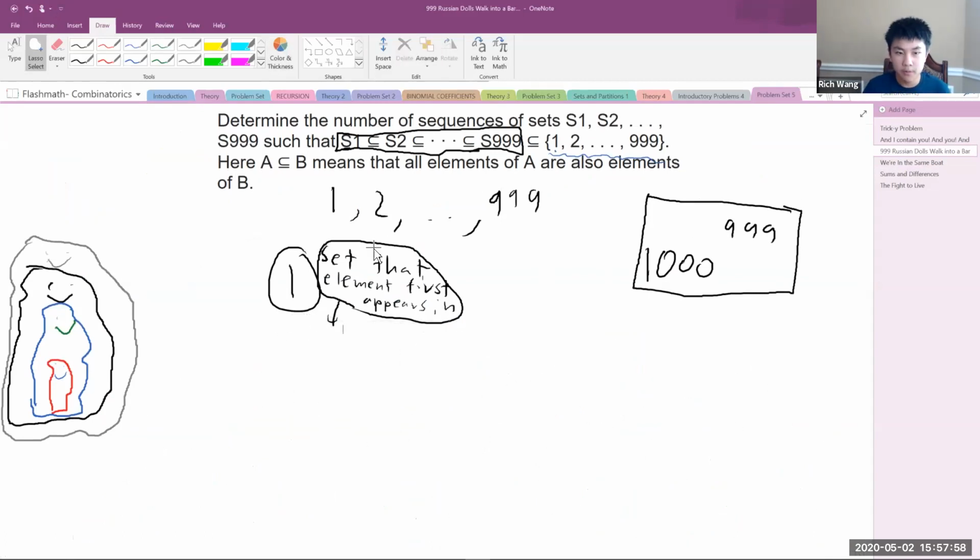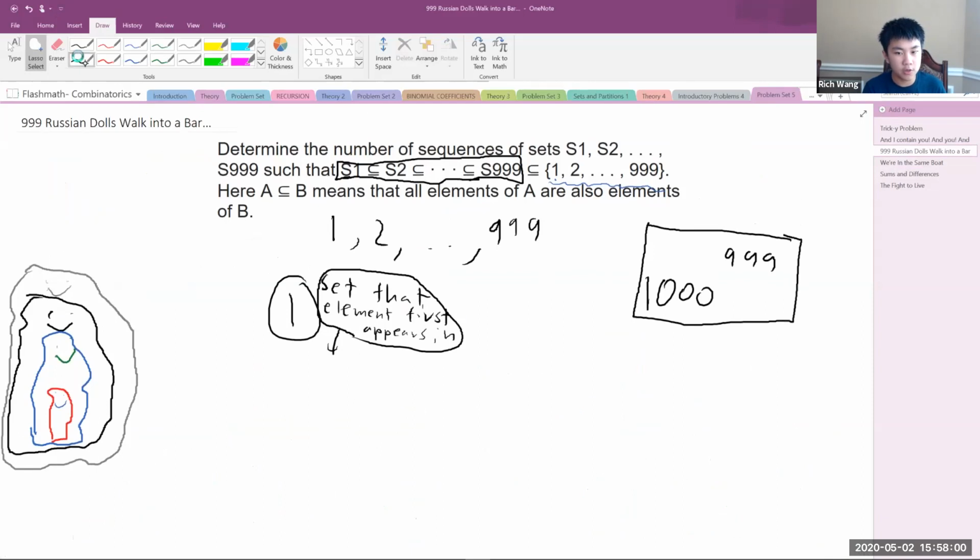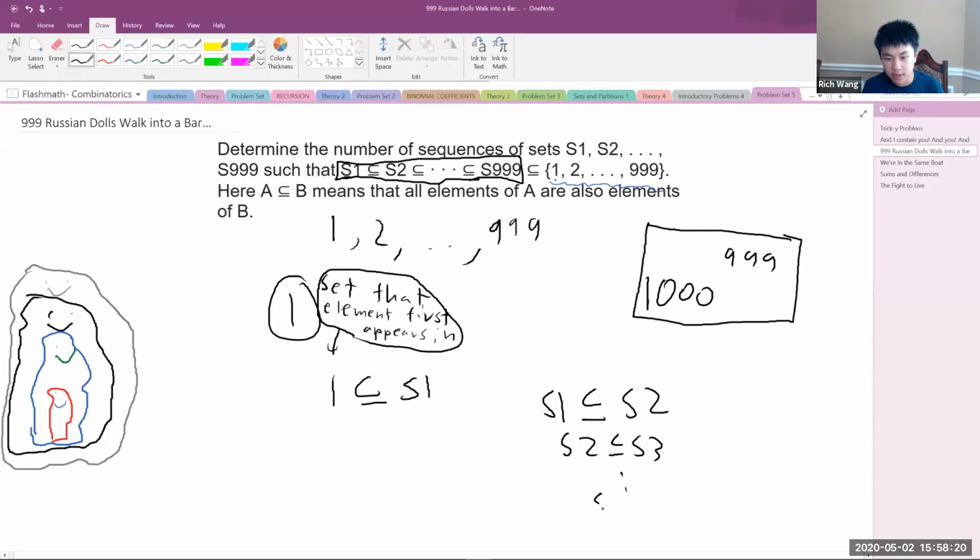All right, so pretty much what we're going to be doing is casework over the first set that a number appears in. So let's look at the element 1. Let's say that 1 is inside of the set S1, right? However, we also know that S1 is inside set S2, and set S2 is inside of set S3, and so on. We know set S998 is inside of set S999.